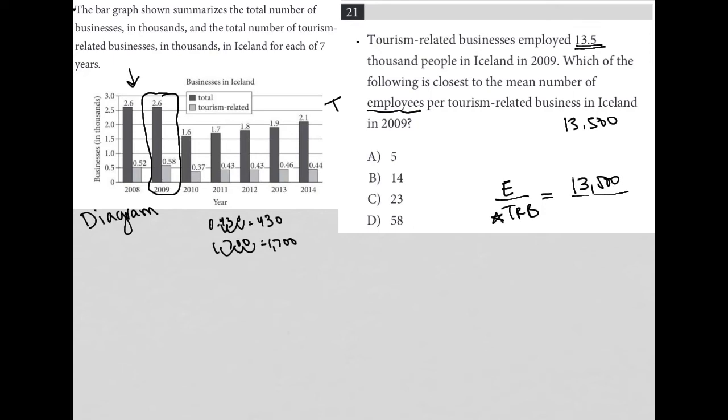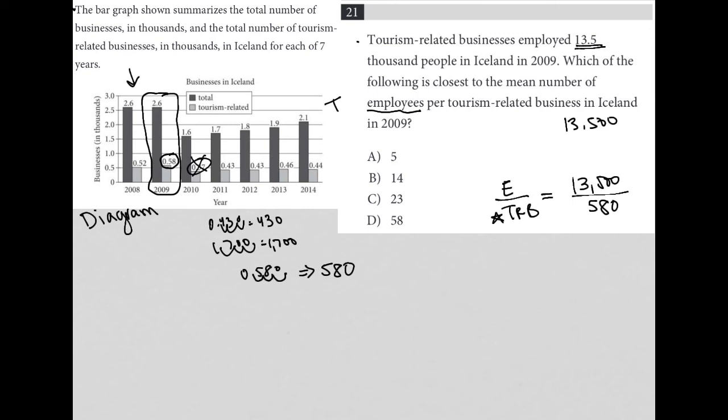Well, it's 0.58 for 2009, not 2010. So that's 0.58, of course, times 1,000, which means I move the decimal to the right 3 times, which means that there were 580 tourism-related businesses in Iceland in 2009. So 580 becomes the denominator there. And then all I'm going to do is go to my calculator and just divide 13,500 divided by 580.